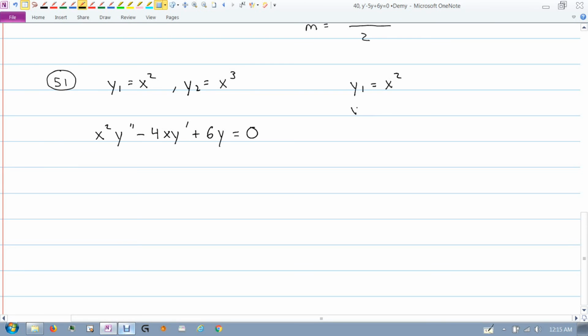If I take the derivative of that, I get 2x. If I take the derivative of that again, I get 2. So if we're treating this as our y function, then we have x squared times y double prime, which is 2, minus 4x times y prime, which is 2x, plus 6 times y, so 6x squared, equals 0. So this is 2x squared, minus 8x squared, plus 6x squared, and that will be 0. So that checks out. So that is a solution.